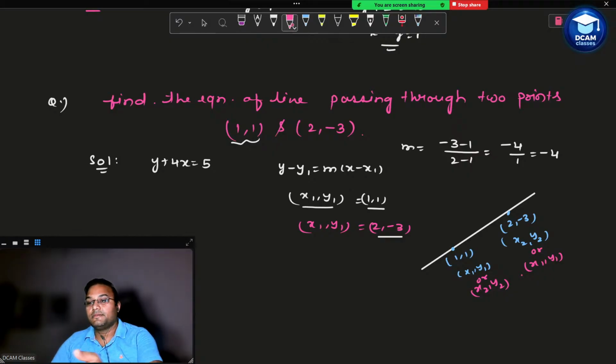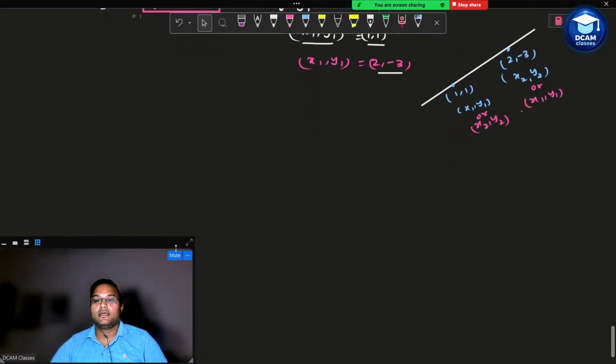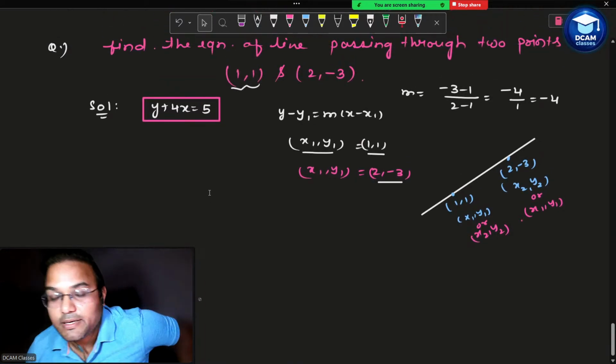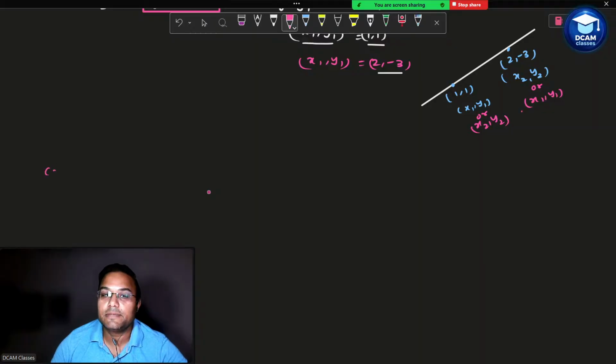Conceptually it's not wrong, whatever point you take for finding out the equation, you should get the same answer. That's why we are getting the same answer. So that's why I gave this question to you. Whatever point you take as x1, y1 for finding out the equation, you'll get the same. Understood? Yes.